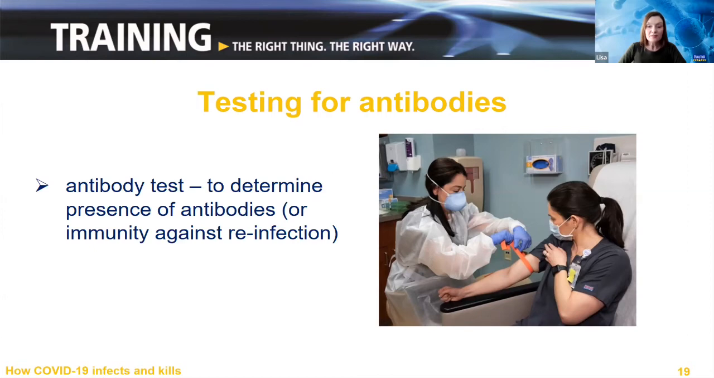Inaccurate tests can give a false positive, suggesting a person who's been infected hasn't, or a false negative, meaning a person is immune when in fact they're not. Neither situation works for the individual or the population as a whole.